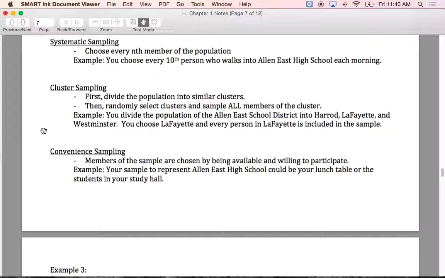Convenience sampling is when members of the sample are chosen by being available and willing to participate. So your sample to represent Allen East High School could be your lunch table or students in your study hall.